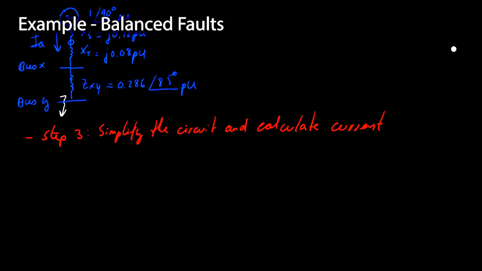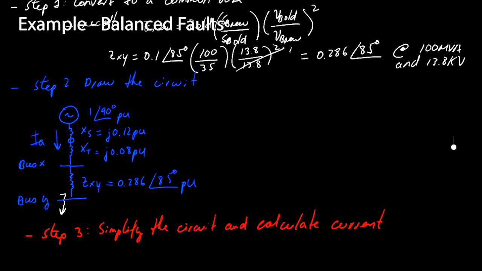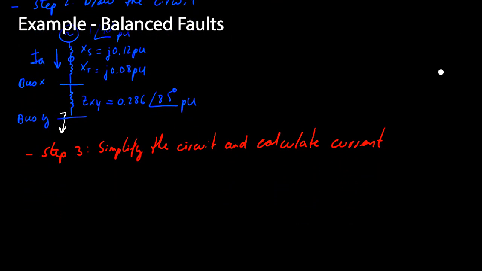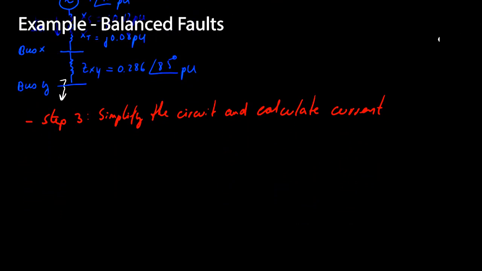Alright, so what I'm saying here by simplify is, well, we know that the fault is over here. So then I can just simply add all the impedances to make my calculation a little bit easier. So what I'm going to do then is redraw the circuit. I'm going to have the system over here. This again is my system. That's 1 at 90 degrees per unit. And now I'm just going to have one impedance. And then I'm going to put the fault over here.